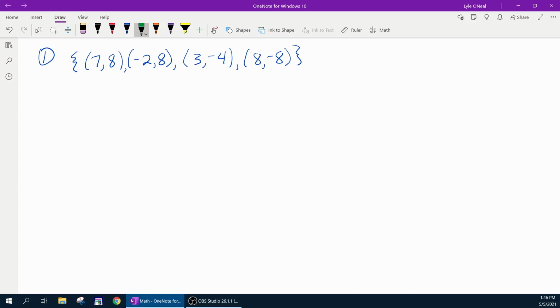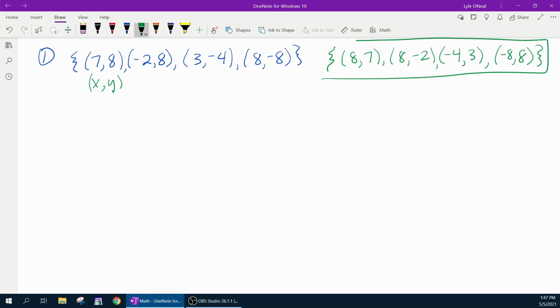So remember, the domain are the x's. Each ordered pair is made up of an x comma y. To find the inverse of a relation, all you need to do is take each ordered pair and switch the x and the y coordinates. So the inverse will start with (8, 7), and then (8, -2), (-4, 3), and (-8, 8). And that is our answer for the inverse of the relation.